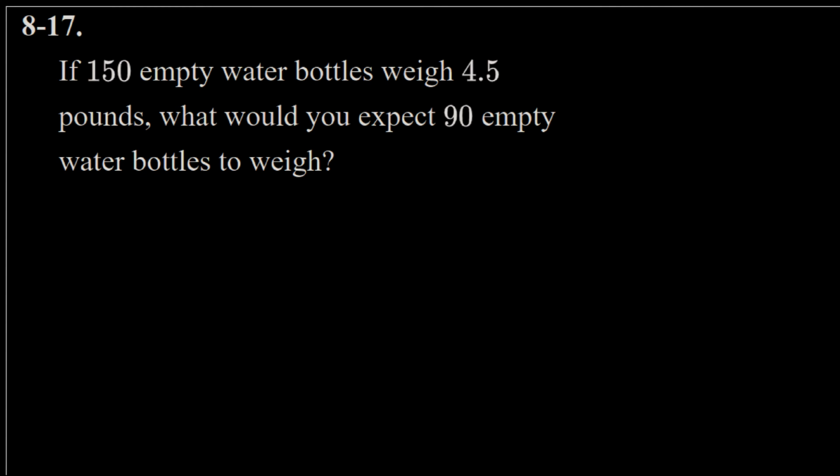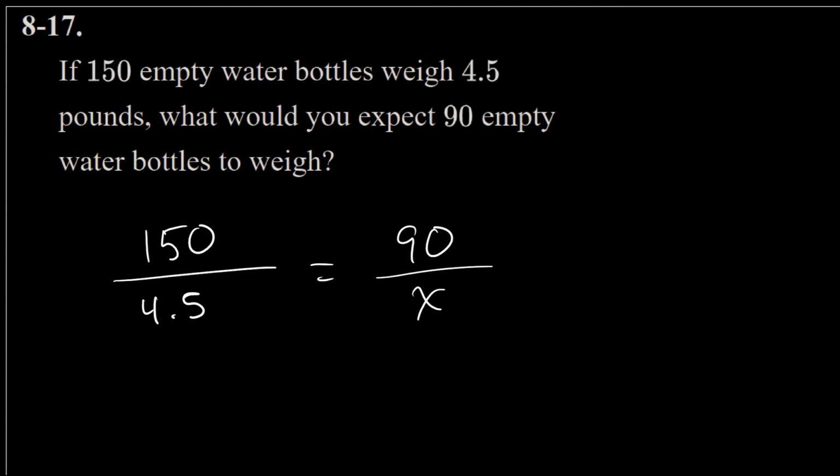So I can say, for example, if 150 water bottles weigh 4.5 pounds, so I've set up this proportion of number of bottles to the weight in pounds equals, I could put 90 water bottles up here, and then I could say over X pounds. Now, when I look at this, there's 2 ways we can approach this.